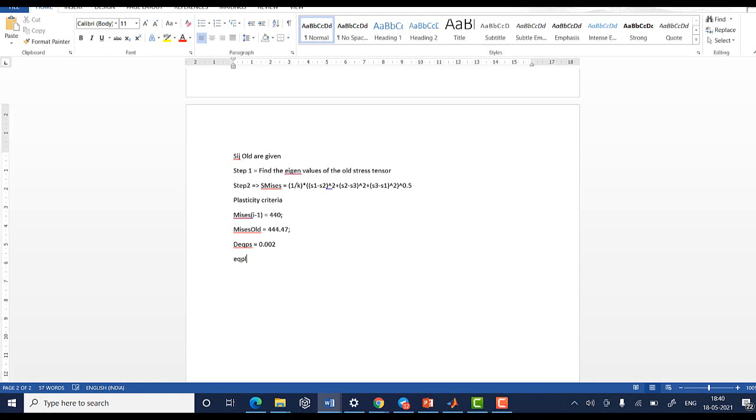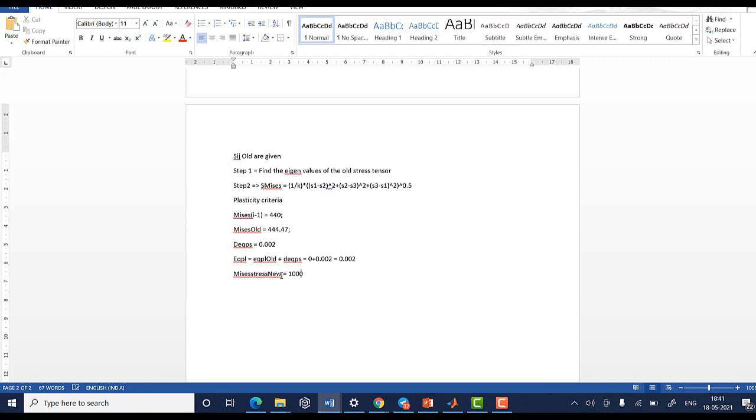So plastic strain is equal to the initial plastic strain plus the rate of change of plastic strain, because this iteration is going on in this time. So plus DEQPS into delta t, and let us consider dt equal to 1. The initial value was 0, because at 440 the plastic strain was 0. So this will be 0 plus 0.002, equal to 0.002. And at this strain, what is the stress? This is the Mises stress new, not any other stress.